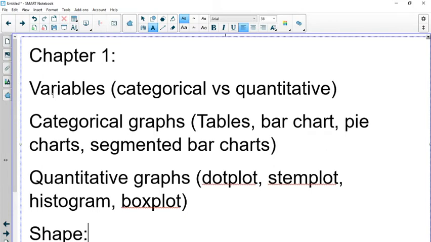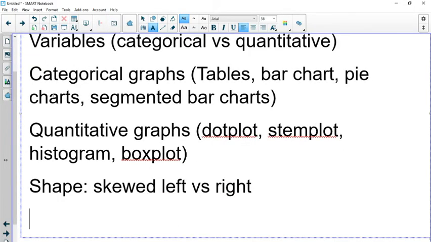Shape. Main one to remember is symmetric versus skewed, left versus right. Remember, that's the direction the tail is in because that tail is what's causing the skewness. Outliers. You should know how to test for outliers. That's 1.5 times IQR, and then add that to the upper and lower quartiles.